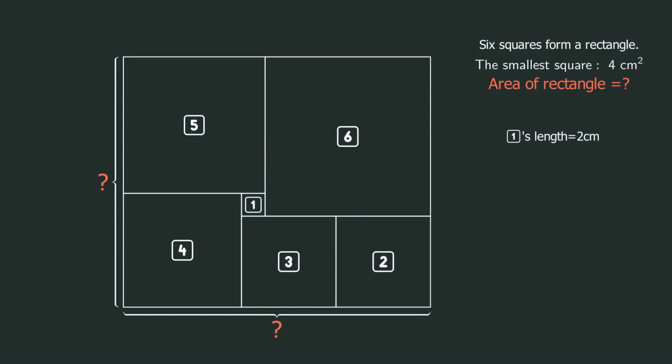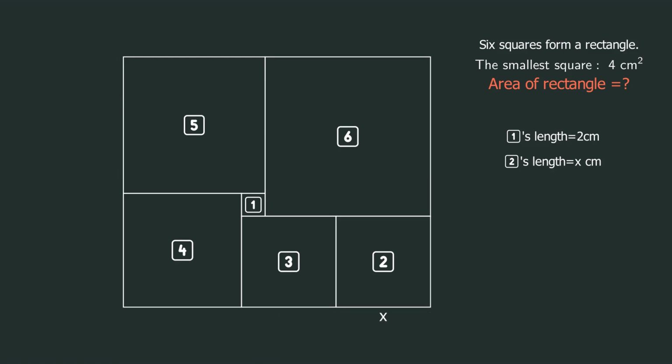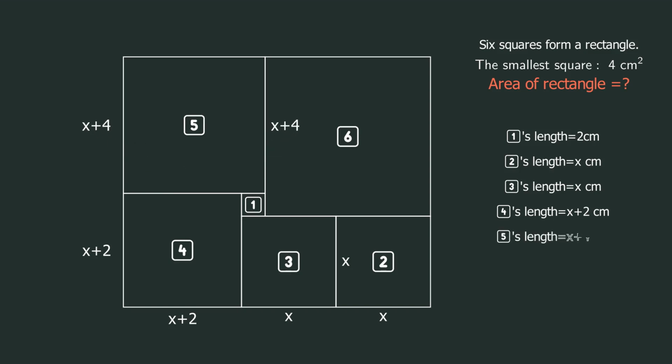Let's assume the side length of the second square is x cm. Since squares 2 and 3 share a side, the side length of the third square is also x cm. The side length of the fourth square is the sum of the third square and the first square, which is x plus 2 centimeters. Using the same method, the side length of the fifth square is x plus 4 centimeters. The side length of the sixth square is x plus 6 centimeters.